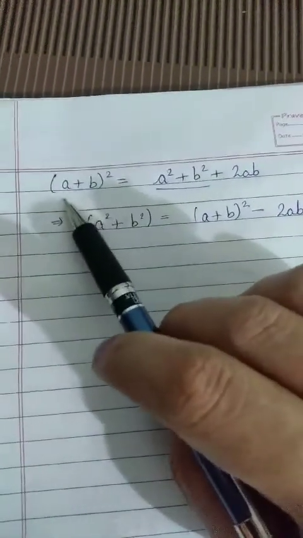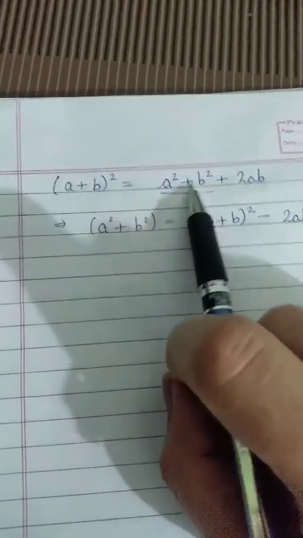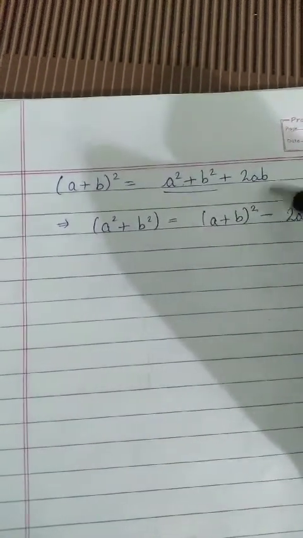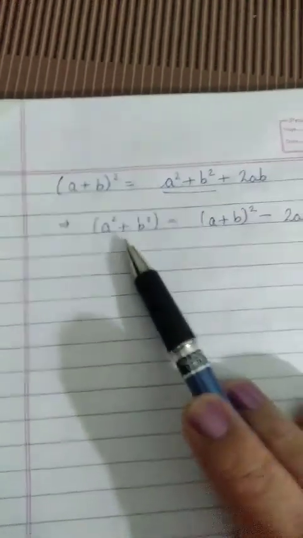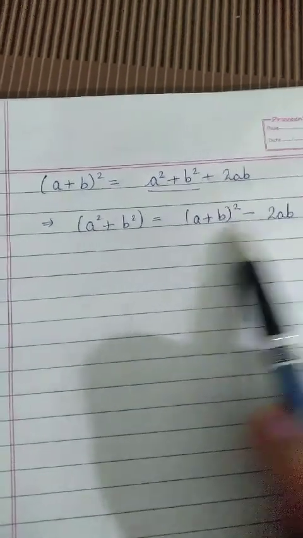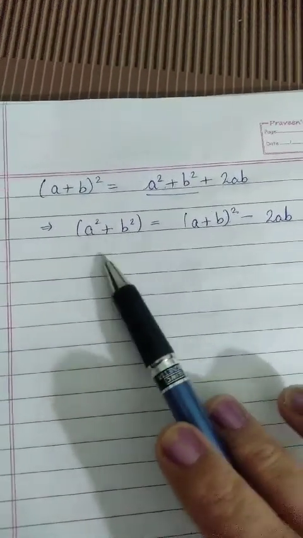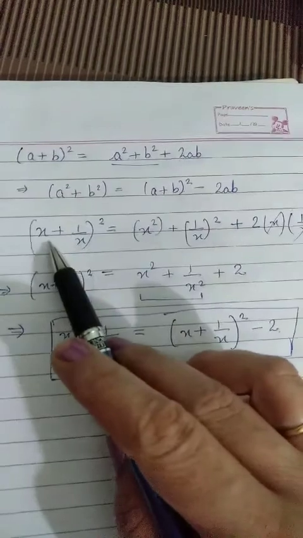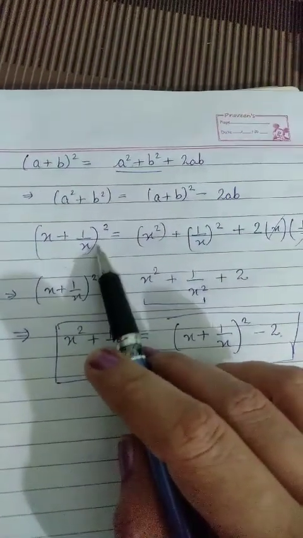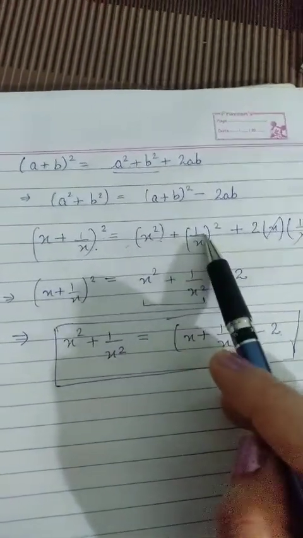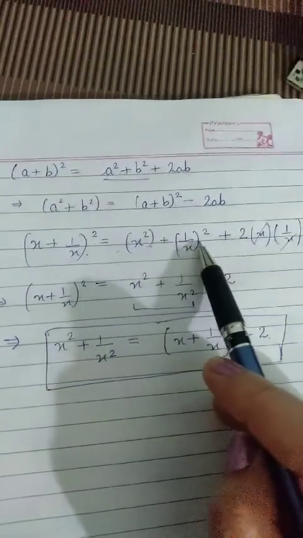Children, all of you know that a plus b whole square equals a square plus b square plus 2ab. That means the value of a square plus b square, you can write as a plus b whole square minus 2ab. Now if you replace a and b by x and 1 by x, then we have x plus 1 by x whole square equals a replaced by x, x square, plus b replaced by 1 by x square, plus 2ab.